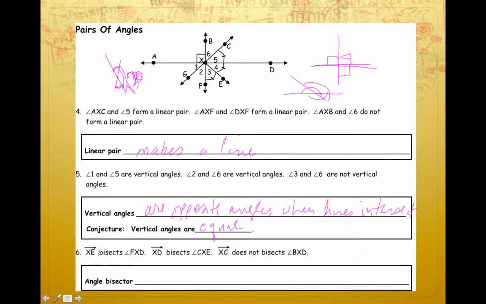Okay, XE bisects FXD, which means it splits it into equal pieces. Bisects means the same thing as before. XD bisects CXE and does not bisect BXD. So these are not the same. An angle bisector splits an angle into two equal parts. Well, I hope you can hear me because you certainly can't read that.